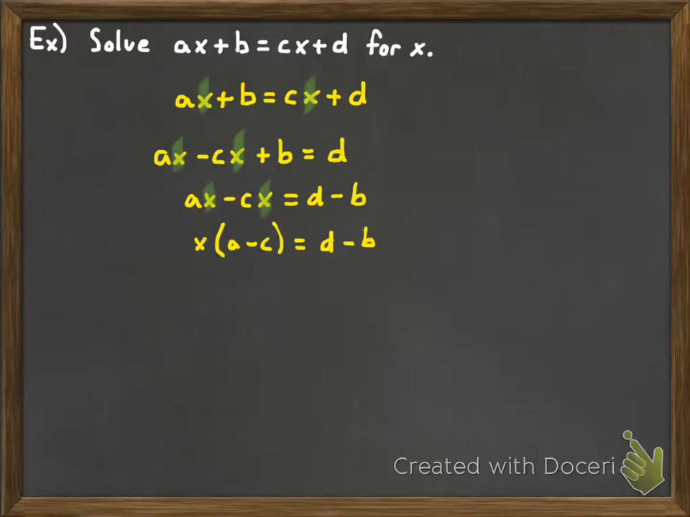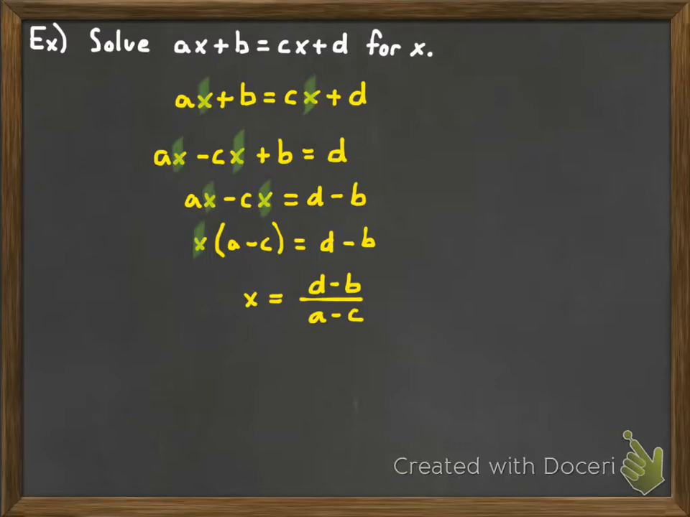And then basically, this whole thing right here, this A minus C, is like my coefficient. It just happens to be written behind the X. But I have X times this quantity. If I want to isolate the X from this quantity, I've got to divide both sides of the equation by that quantity. So I'm going to divide both sides by A minus C. And so on the right side, that's going to look like this. We'll take the D minus B and we'll divide it by A minus C.